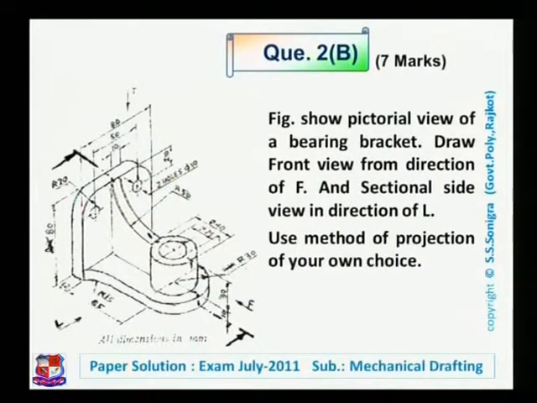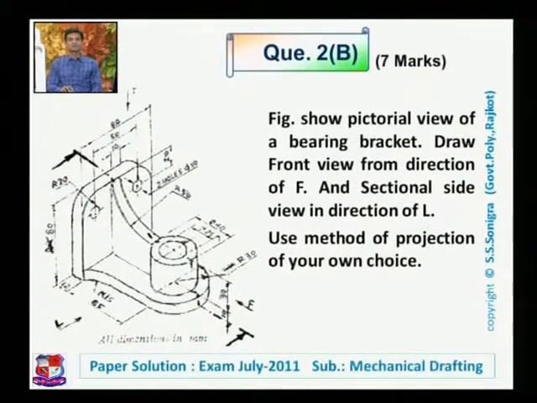Figure shows pictorial view of a bearing bracket. Draw front view from direction of F and a sectional side view in direction of L. Use method of projection of your own choice. Here you can use any projection method. Let me use first angle projection method, which is widely used in our drawings. In this object, here also it is asked for 7 marks.